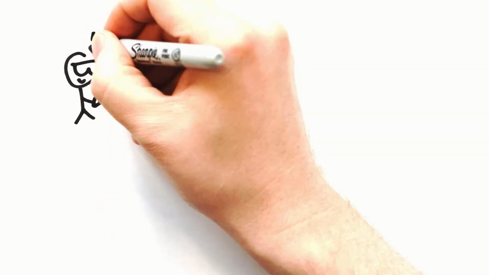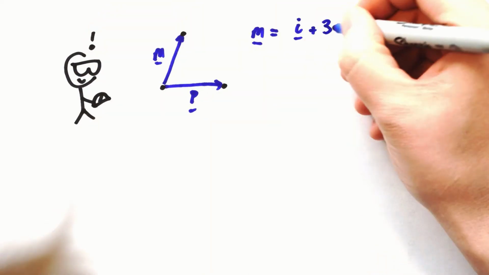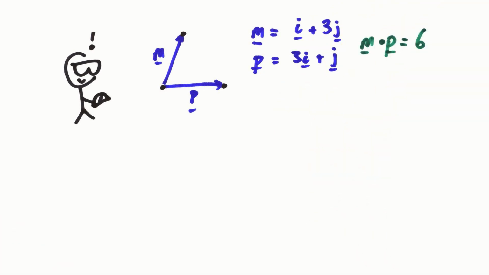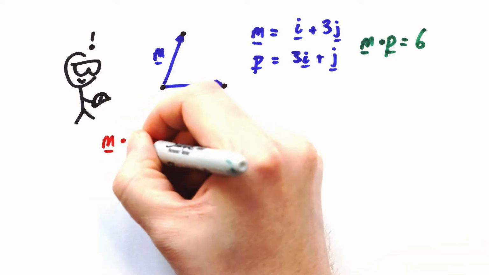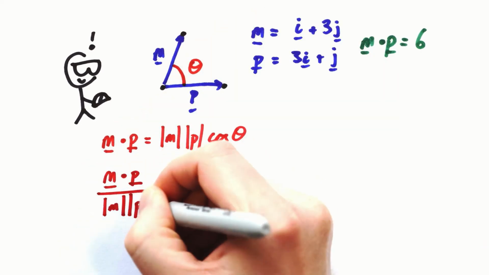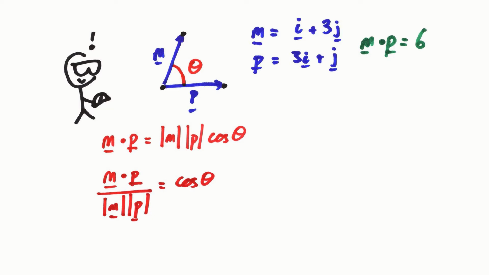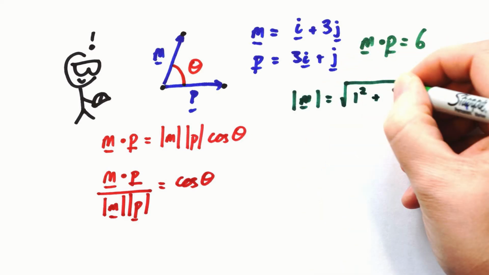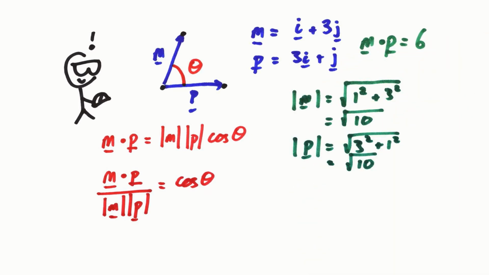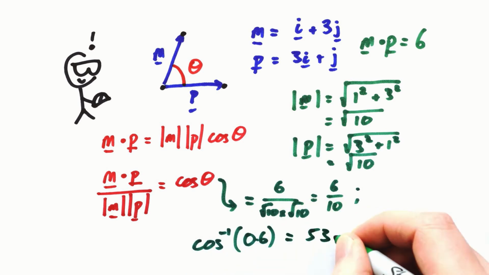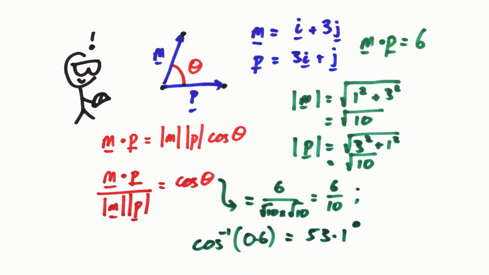The formulation of the dot product means that we can determine the angle between the vectors. We know that the dot product, m dot p, is equal to 6. Rearranging the expression for the dot product means we can have an expression for the cosine of the angle between them. We simply rearrange the equation to make cosine theta the subject. We can find the moduli of m and p by using the Pythagoras theorem, and we end up with mod m mod p is equal to the square root of 10 times the square root of 10, which is equal to 10. Cosine theta, therefore, is 6 over 10, meaning that theta is equal to 53.1 degrees.